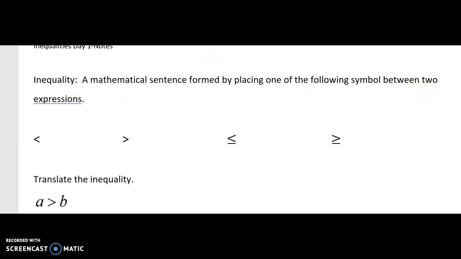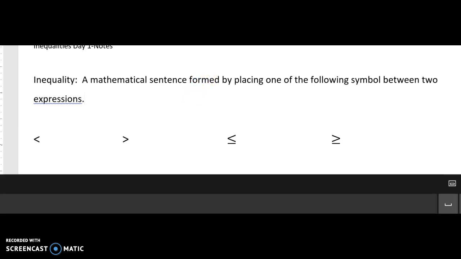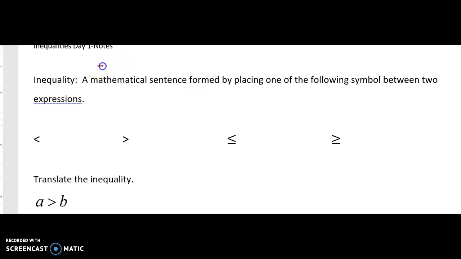Now, everything you've done since you've been working with me has been about equal or equality, right? So you're used to the equal sign, which means the left side is equal to the right side. Now we're going to inequality where we may not be equal to.